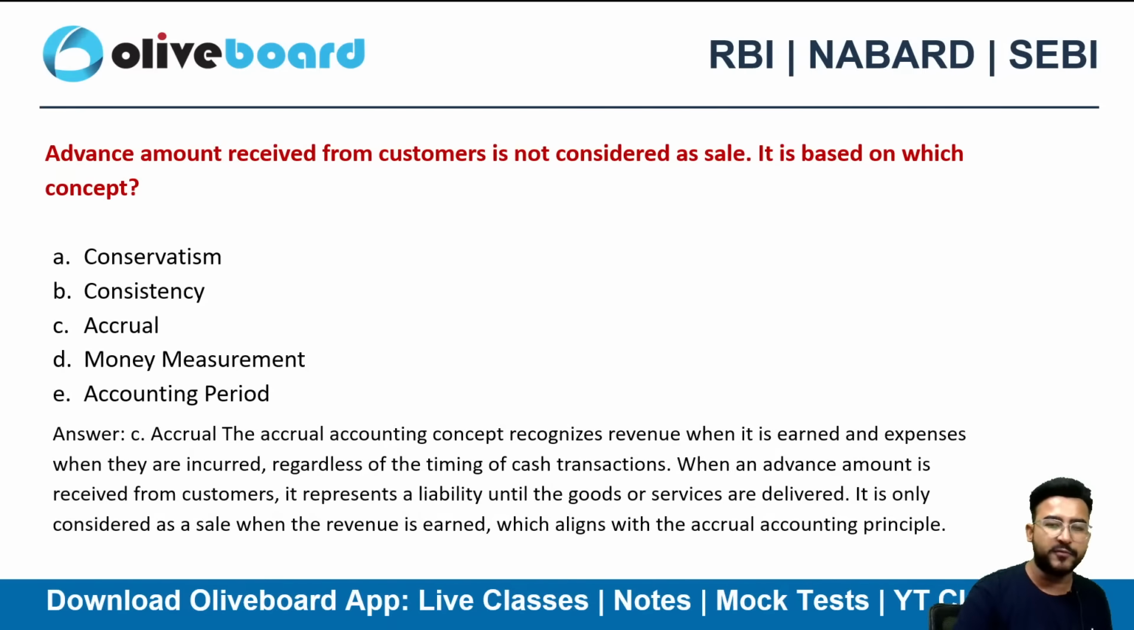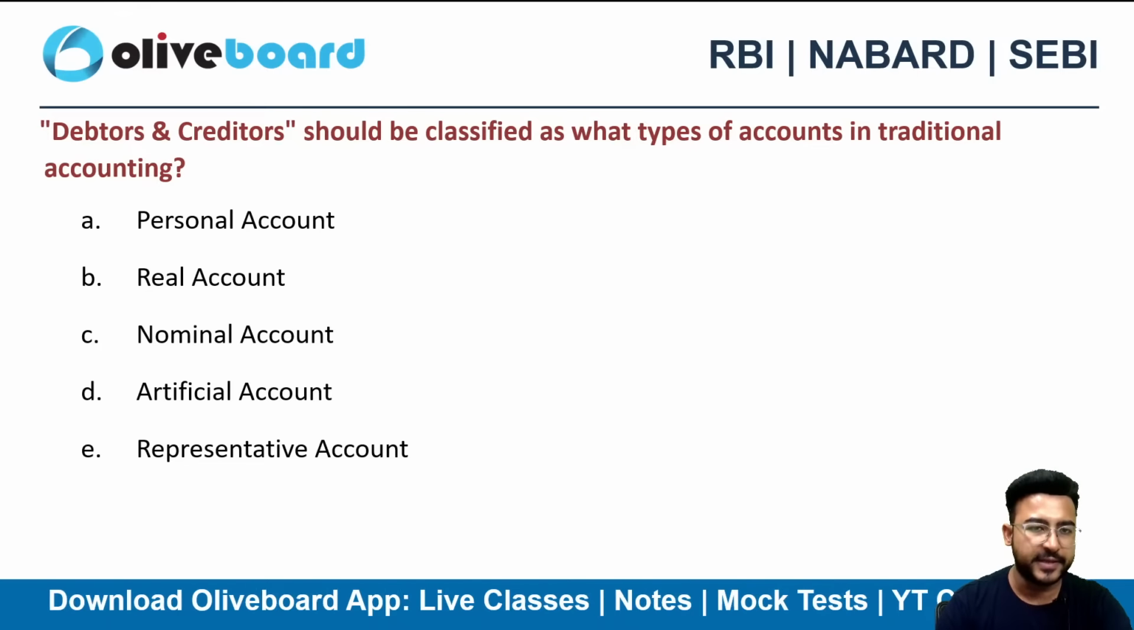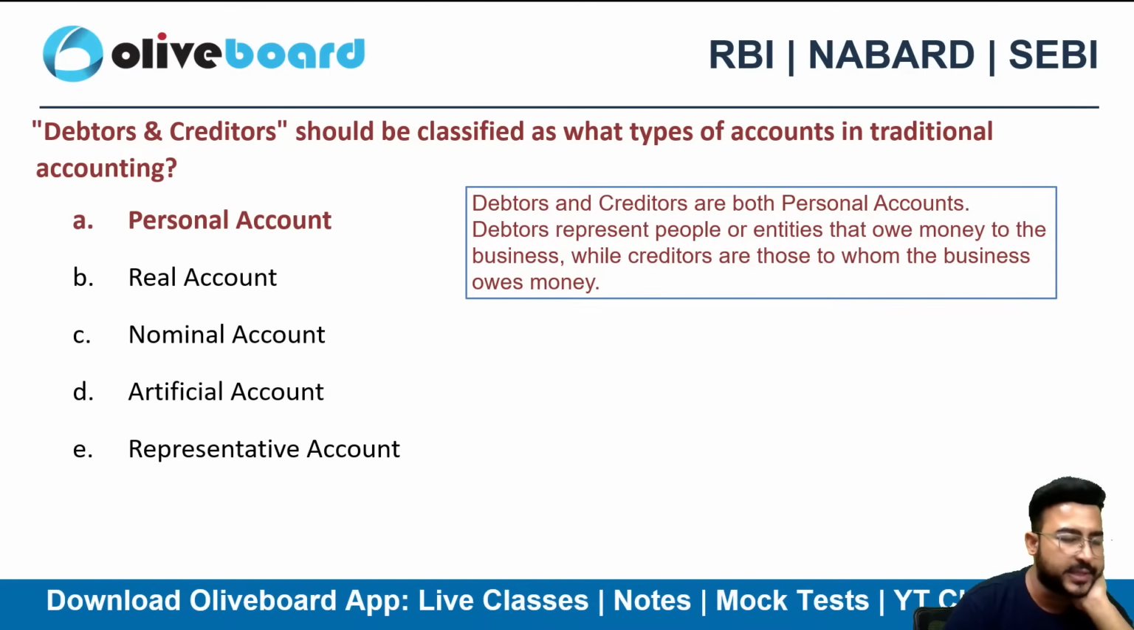Debtor and creditor, what do you think? Should be classified as per which type of account in the traditional accounting? In the traditional rule of accounting, how do I classify the debtor and creditor? Personal, real, nominal, artificial, representative. They are personal accounts. Debtors and creditors usually are natural person accounts.